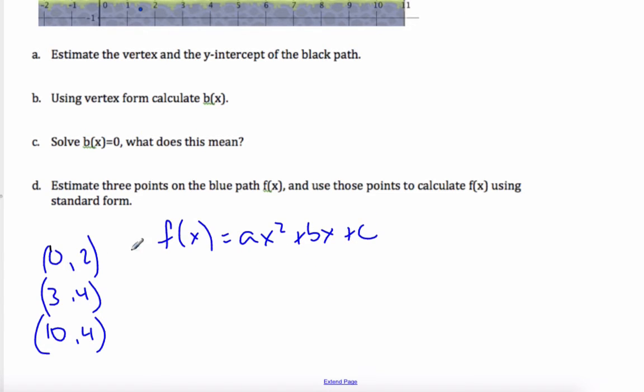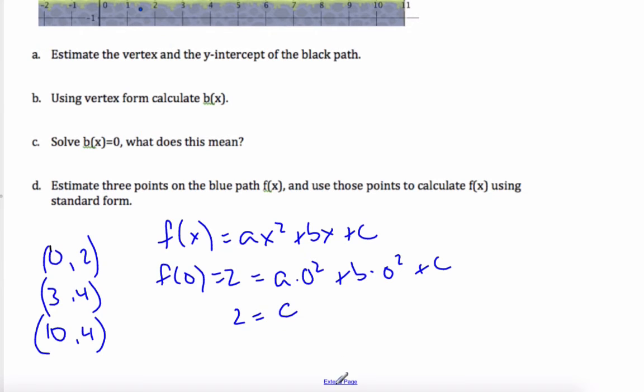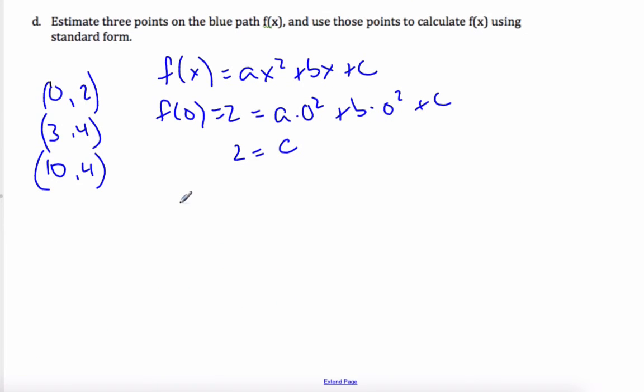And so I'm going to plug these points into the equation. I know that f at 0 equals 2. Well, I plug in my 0, it's a times 0 squared plus b times 0 plus c. And if I simplify that, I get 2 is equal to c. So I already know one of the variables. So I know that f of x is equal to ax squared plus bx plus 2, and I've used that point there.